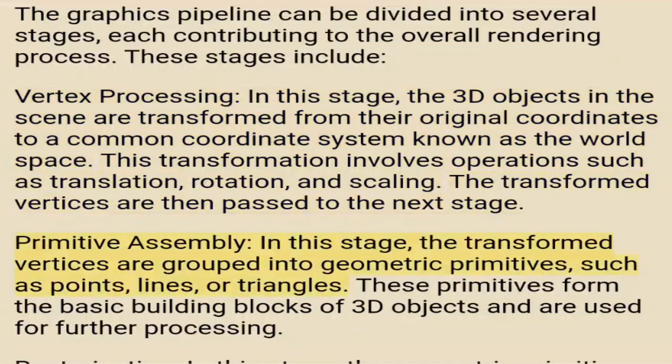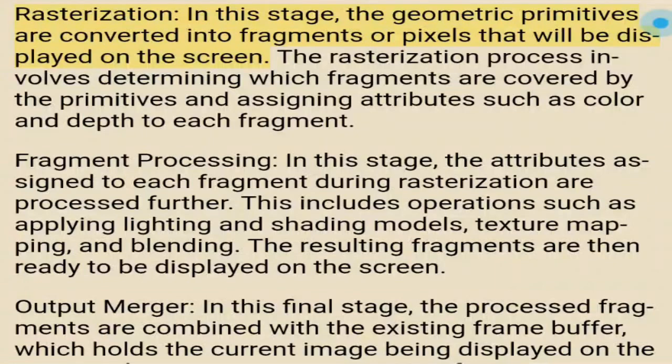Primitive assembly. In this stage, the transformed vertices are grouped into geometric primitives, such as points, lines, or triangles. These primitives form the basic building blocks of 3D objects and are used for further processing. Rasterization. In this stage, the geometric primitives are converted into fragments or pixels that will be displayed on the screen. The rasterization process involves determining which fragments are covered by the primitives and assigning attributes such as color and depth to each fragment.